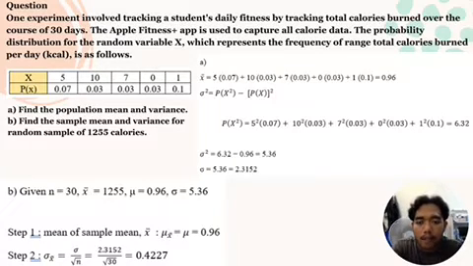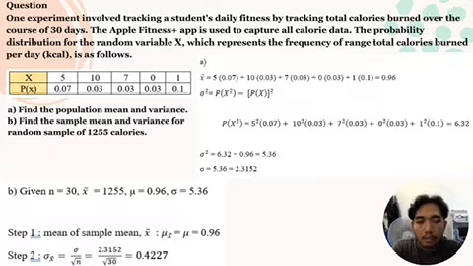Question A. Find the population mean and variance. As we can see, the other symbol that we can use for mean is x bar. The mean is frequency multiplied by probability. So we get the total mean, which is 0.96.